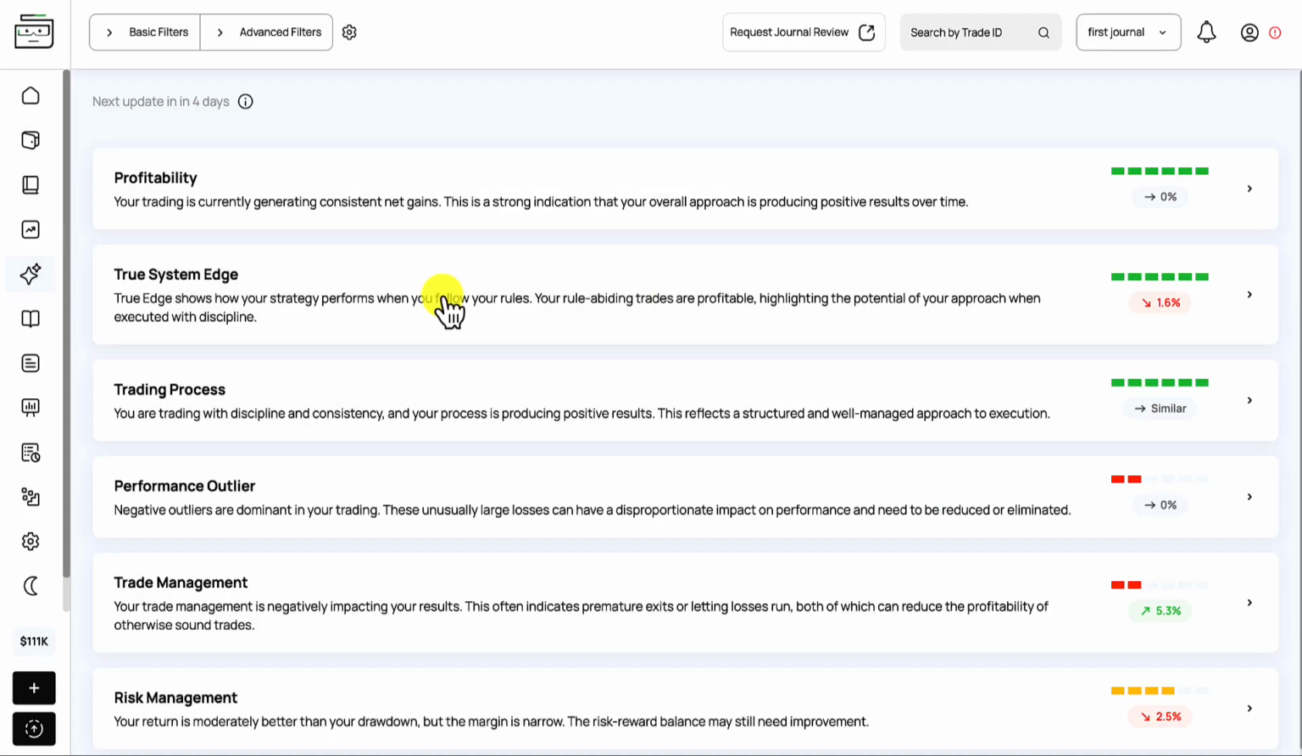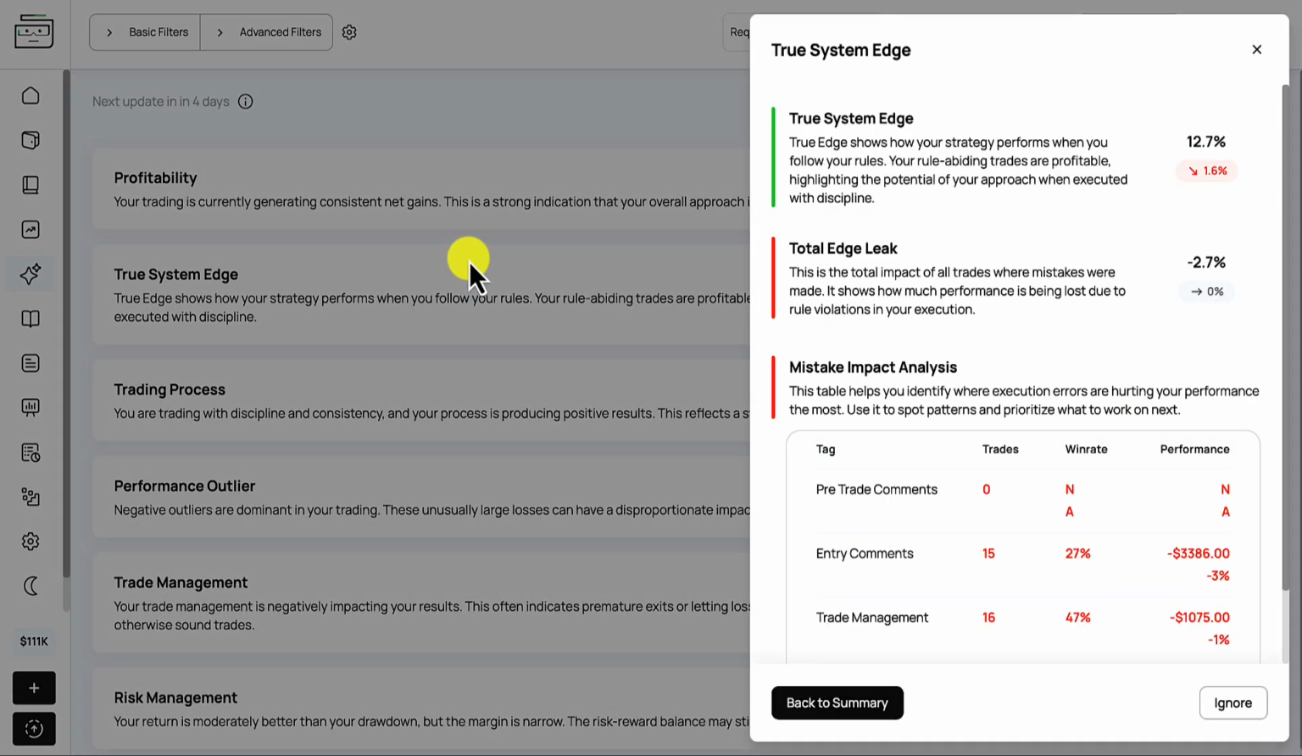The true system edge is another very important metric, and it's absolutely unique to the Edgewonk trading journal. What we do here is that we only look at the system of the trader, and we take out all of the trades where the trader broke the rules, because they are actually not his trading system. So here we get a very good understanding of how profitable the system is when the trader is following his rules. And this can be a very great confidence boost, especially for struggling traders, when they see their true system edge is profitable and positive.